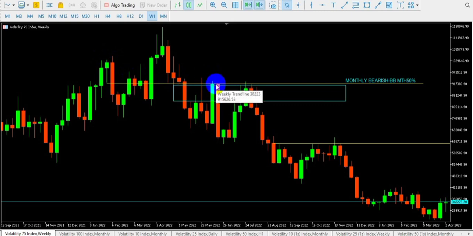So the body stayed inside. Notice that. And what do we see? The next one was the wick. So this becomes balance. This is a balanced PDRA. This PDRA was a balanced PDRA on its range. So whenever price comes back to it, like what it did, look at what happened.